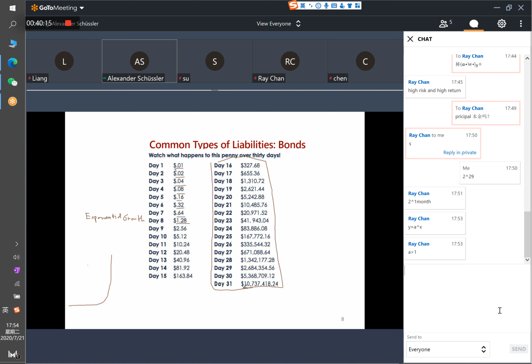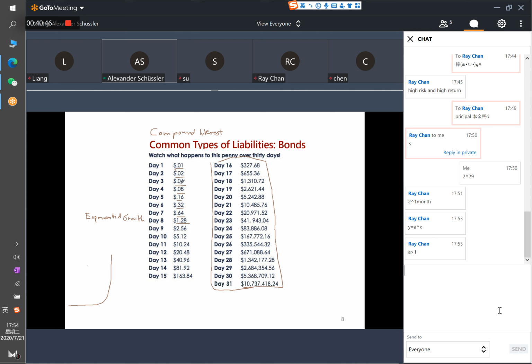This effect of compound interest. This is also called compound interest, or exponential growth. The Zinseszins effect is what it's called in Germany. In English it's compound interest.